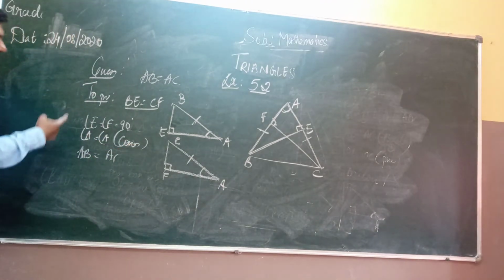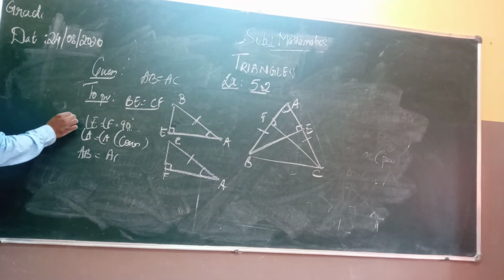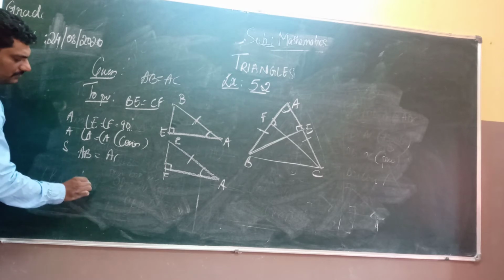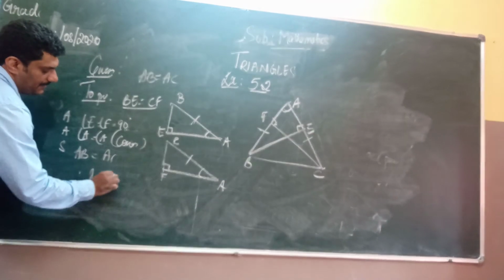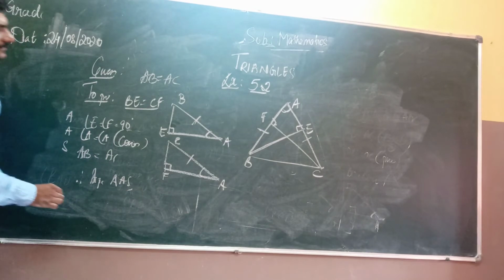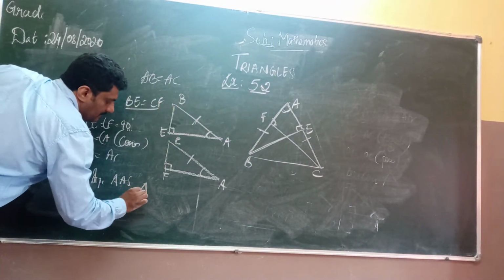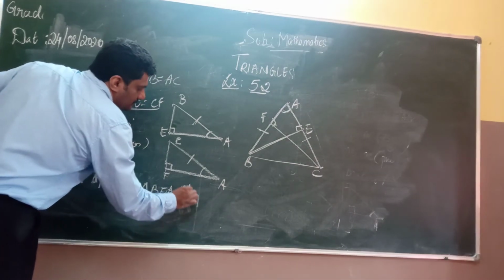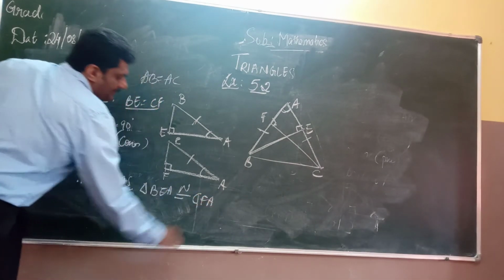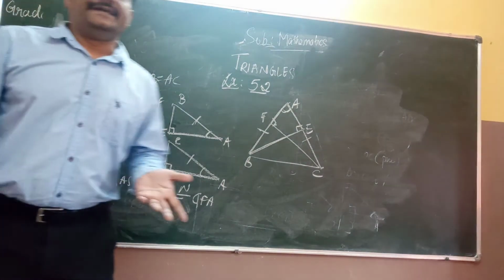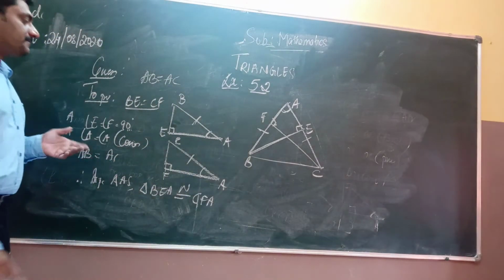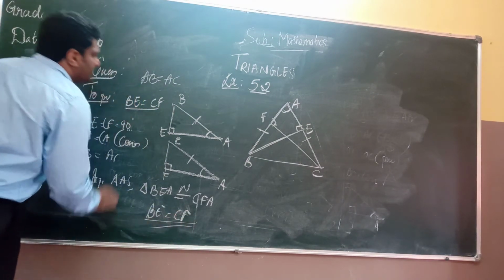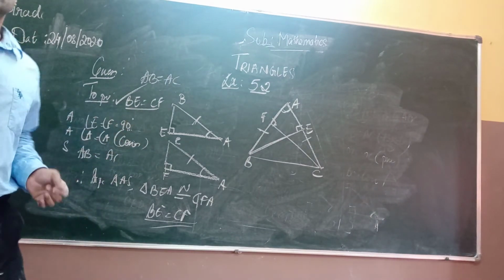Common. Which criterion is this? This is angle, side. Therefore, as per angle, side, triangle BEA is congruent to triangle CFA. Once two triangles are congruent, as I told you about the corresponding parts, BE is equal to CF. This is what they are asking. This is how you prove it.